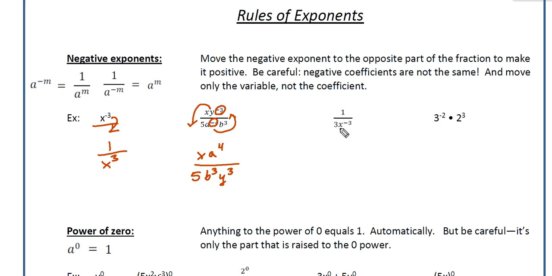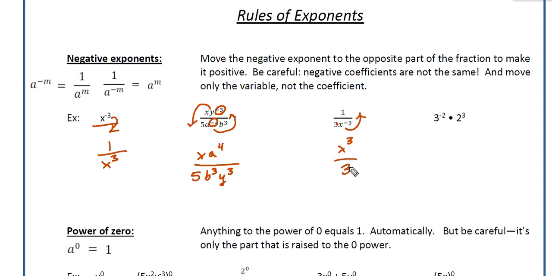If we take a look at this next example, notice we have 3 times x to the negative third in the denominator here. Now, the operation that's happening between the 3 and the x to the negative third is multiplication. So that 3 is not really bundled into this x to the negative third. So we're not raising 3 to the negative third power, just x. So it's important that that 3 stays in the denominator. So we'll have x cubed in the numerator and then 3 left over in the denominator.